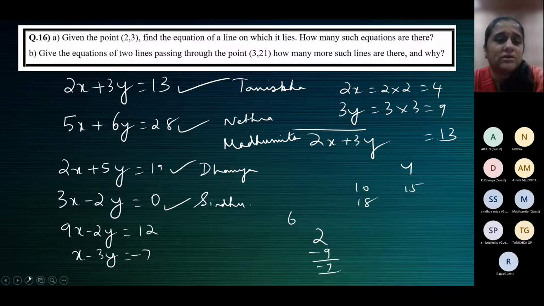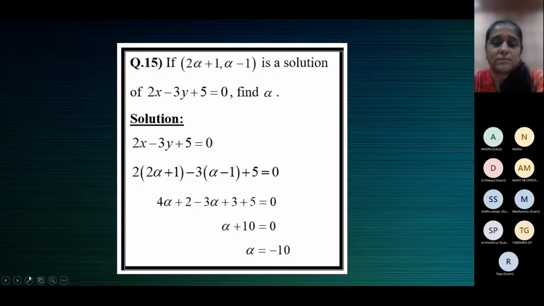The second one is similar. Give the equations of two lines passing through the point (3, 21). I'm sure now you know this well. How many more such lines are there? Infinitely many. And why? Because we know that there are infinitely many lines passing through a given point. So we can write many equations.